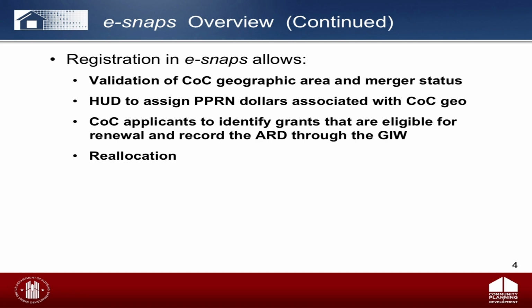Registration in eSNAPS allows the following to occur: collaborative applicants to validate the COC geographic area and merger status if the COCs are merging; HUD to apportion preliminary pro rata need, that is the PPRN, dollars associated with the COC's geographic area; COC applicants to identify grants that are eligible for renewal funding in the 2012 competition and record annual renewal demand through the use of the Grant Inventory Worksheet, that is the GIW; and for collaborative applicants to indicate intent to reallocate funds within the COC and list projects that are planned for reallocation during the COC program competition, again through the GIW.